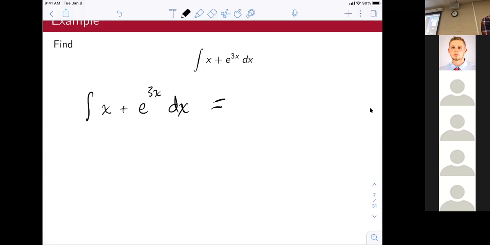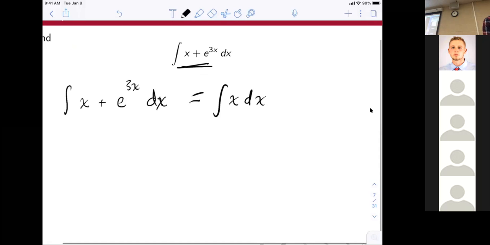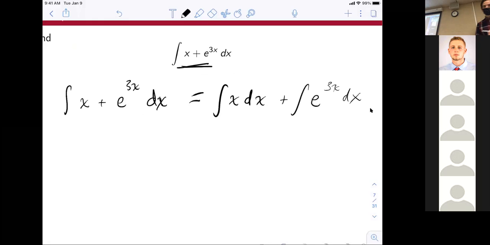First of all, this isn't some function times its derivative or some multiple of that, right? But always remember that you can break up the integral of a sum into a sum of integrals. This is the same thing as the integral of x with respect to x plus the integral of e to the 3x with respect to x.